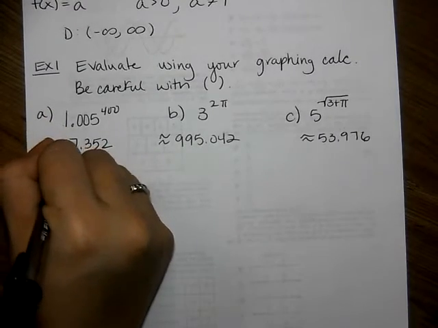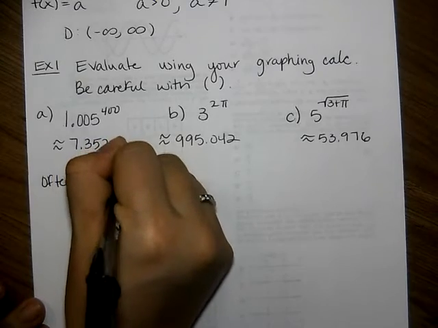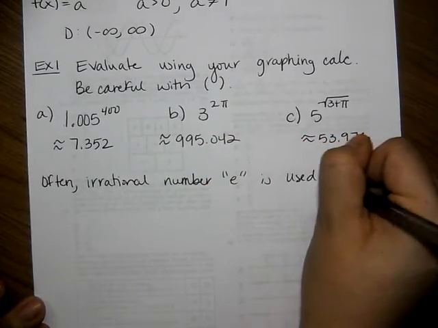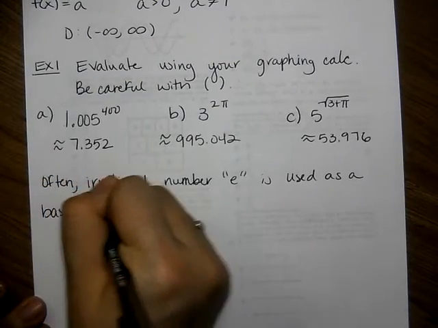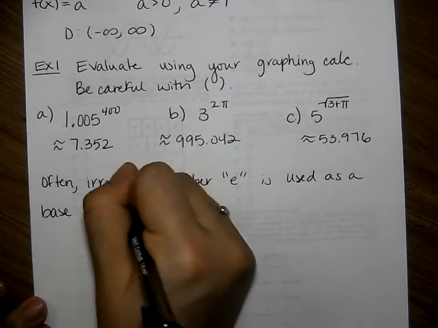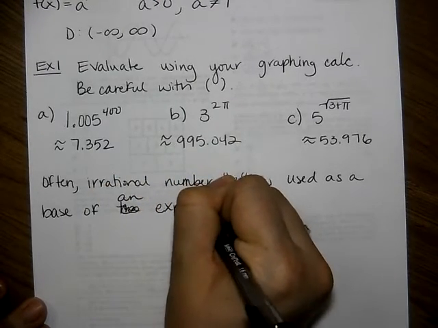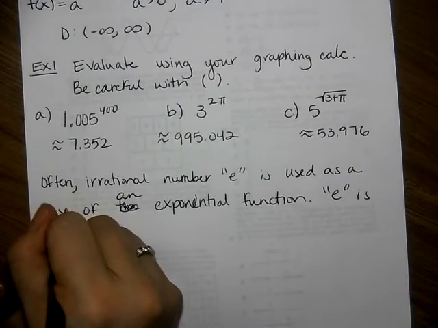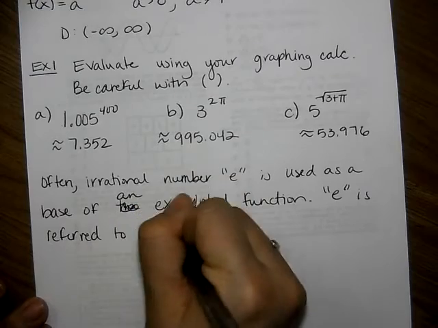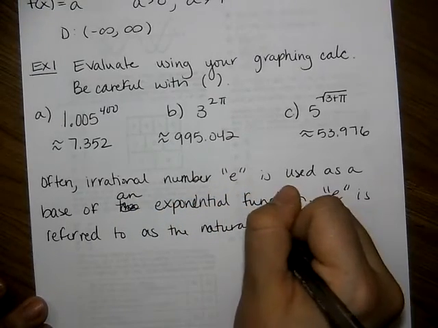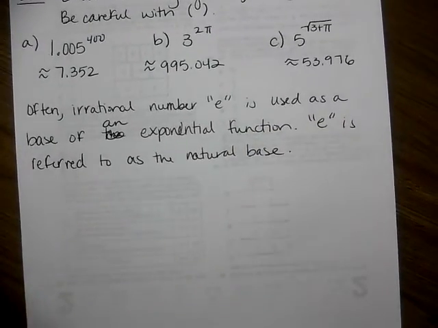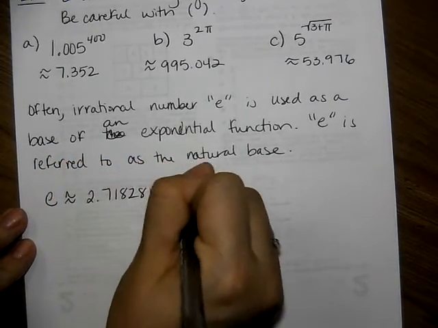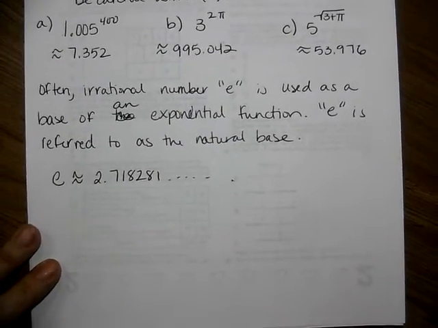Okay. So often, the irrational number e is used as a base of an exponential function. Well, let's say of an exponential function. E is referred to as the natural base. Okay, so like pi, e is just an irrational number, and e is approximately 2.718281, and so on. Okay, so just understand that it does have a value.